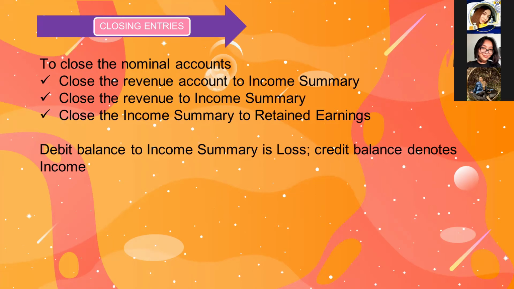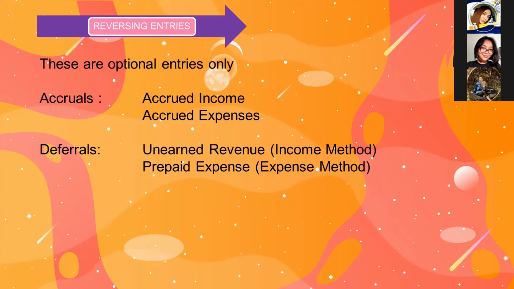Kasi sabi nga natin at year end, so we close the balances to income summary and finally to retained earnings kasi nga retained earnings is basically our accumulated profit, no? So doon lahat na ilalagay towards the end. So that's closing entries. Now, ito pag-usapan natin reversing entries.